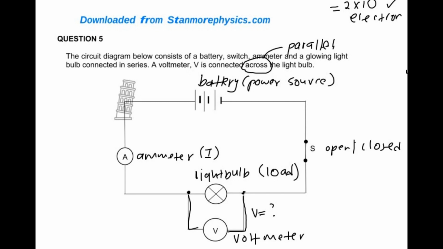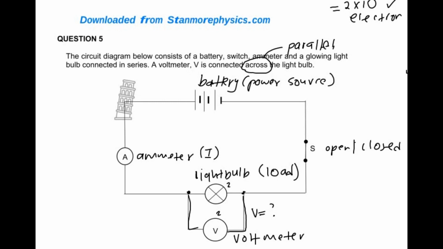Why? If you connect two circuit elements in parallel, they will experience the same potential difference. So if you have a potential difference of 2 here, the voltmeter will also have a potential difference of 2. Hence, it will be able to tell us how much potential difference is actually at the light bulb. If you connect circuit elements in series, they told you the battery, the ammeter, the light bulb, and the switch are all connected in series. It means they're going to have the same current.